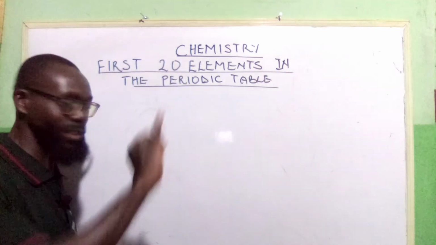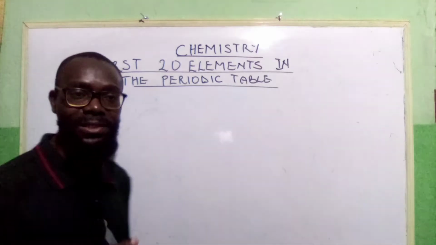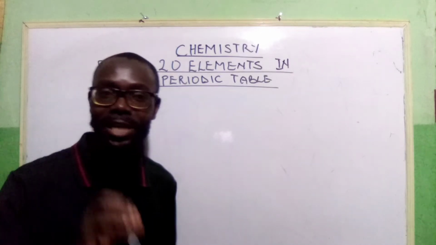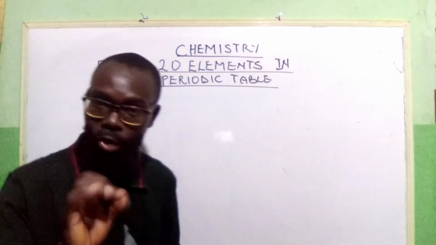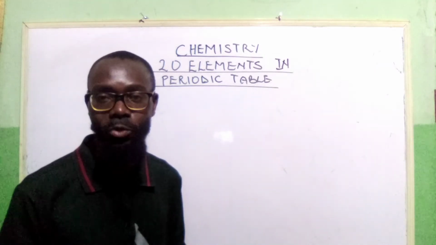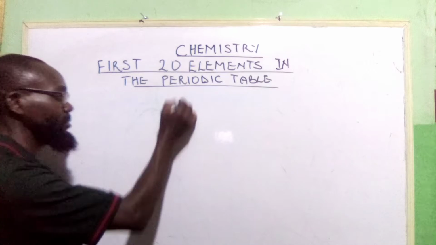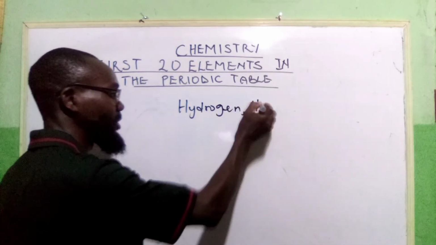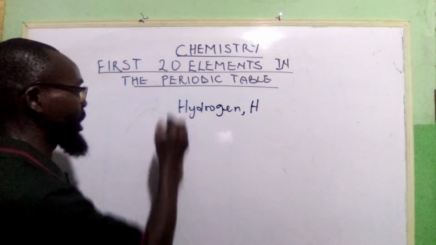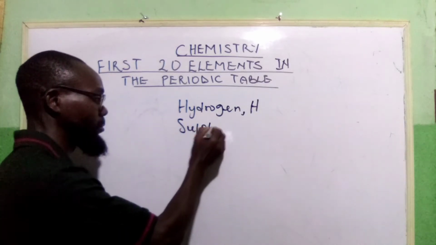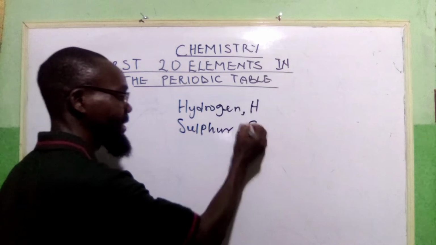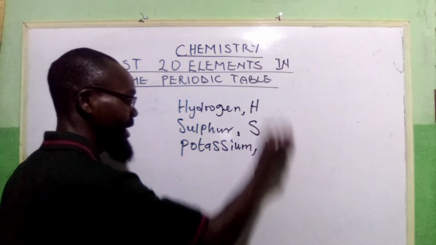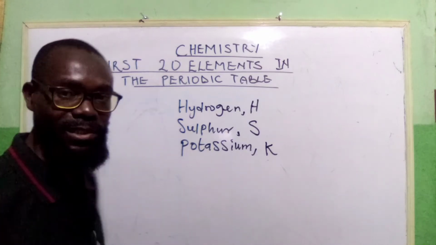Now, the first thing is elements that are represented by a single symbol are written in capital letters. Examples: hydrogen. Hydrogen is written as capital letter H. Sulfur, written in capital letter S. Potassium is written as capital letter K, and so on like that.